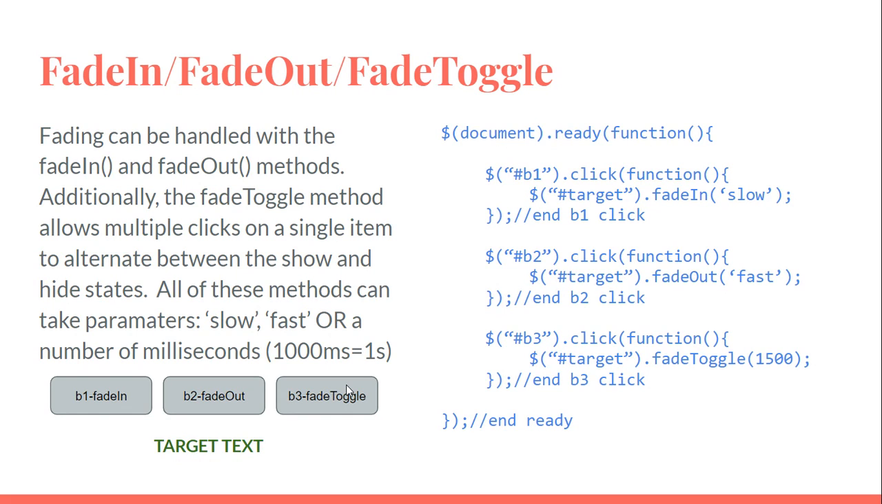And when I click it again, it will disappear. And if I click it again, it will reappear. Each time taking about a second and a half to go from totally transparent to fully opaque.